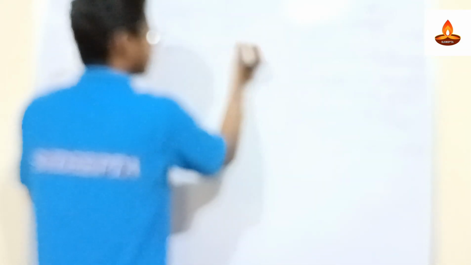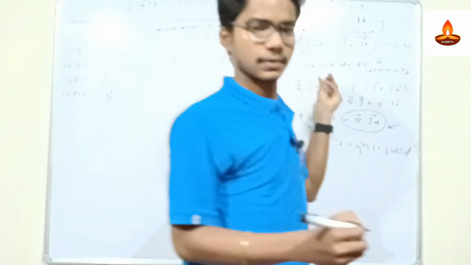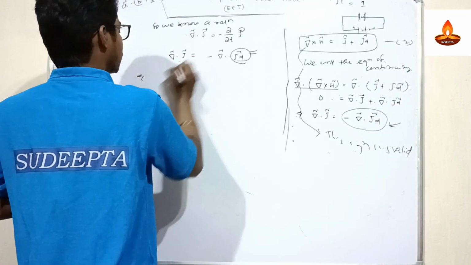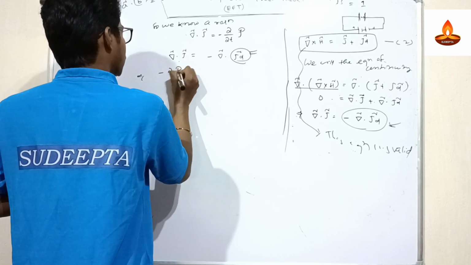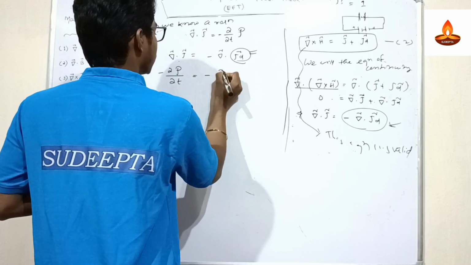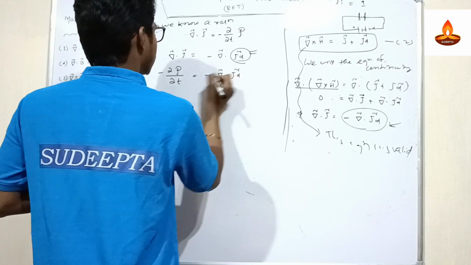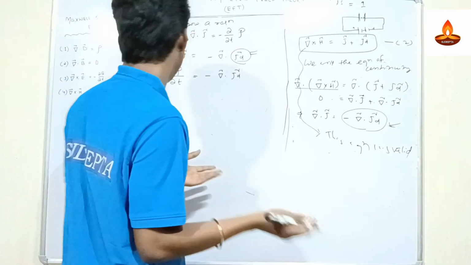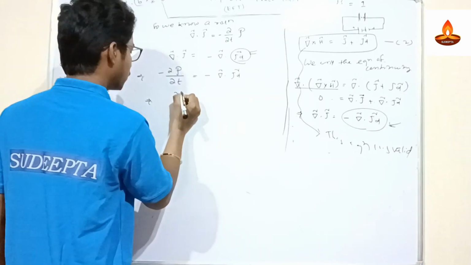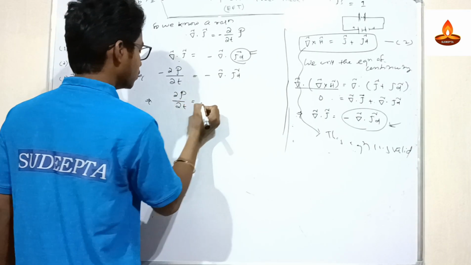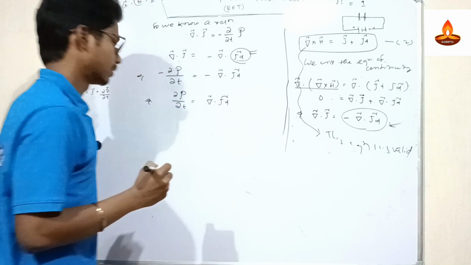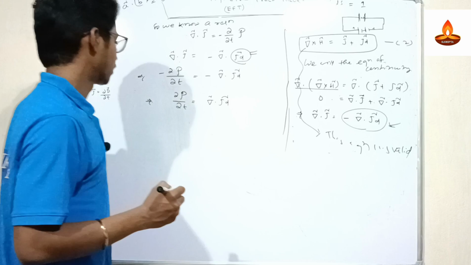So we have to find out this value. This is our motto here: we have to find the value of JD. Then this part is minus del rho upon del t, which is equal to minus divergence of JD. The minus will be cancelled out. Then the rest is del rho upon del t equal to divergence of JD. JD is the displacement current.